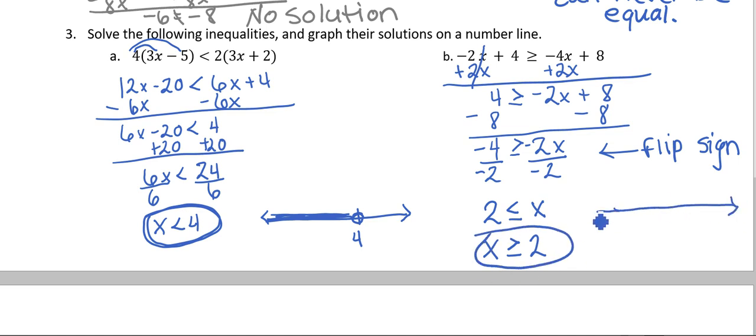To graph on my number line, I'll have 2. I'll have a closed circle this time because it can be equal to. And I want numbers that are greater than or equal to 2. So greater than 2 would be to the right. So I'll shade to the right.